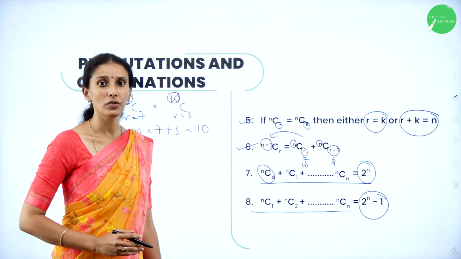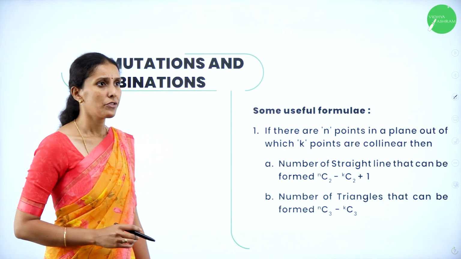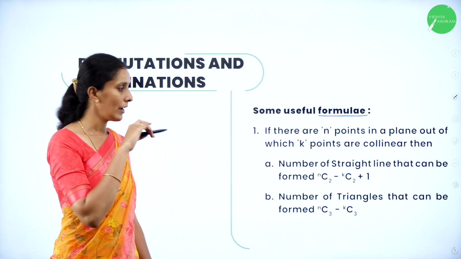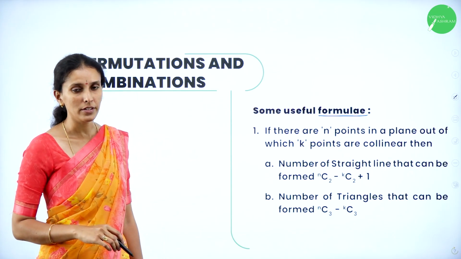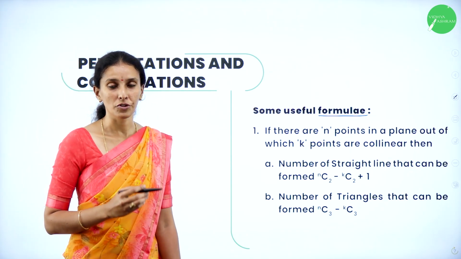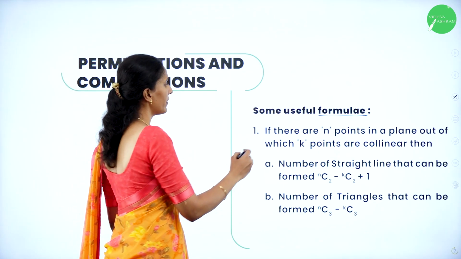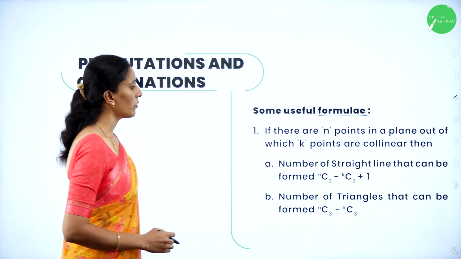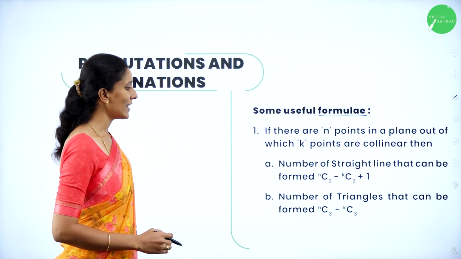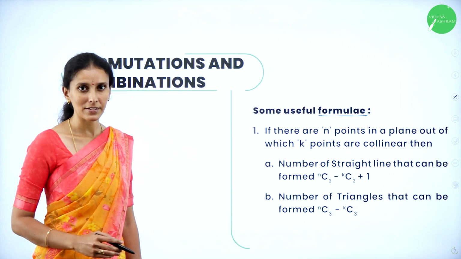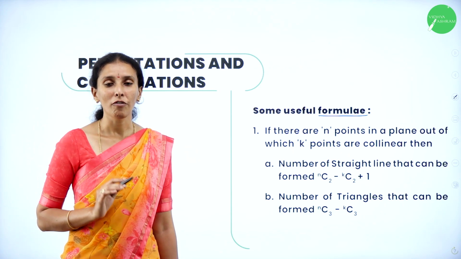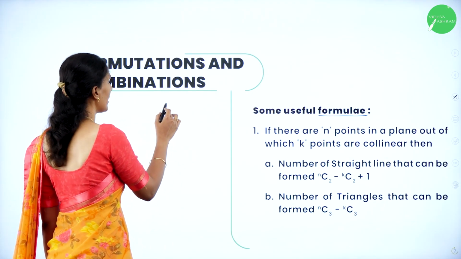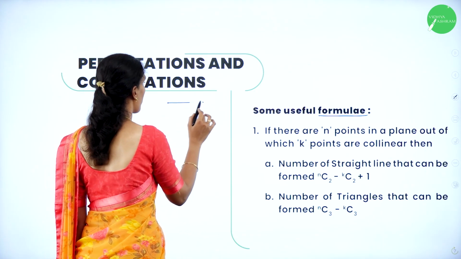They are very, very useful while solving problems. Next, we will learn some important formulas. Whenever you are going to calculate problems in combinations, these formulas are useful for geometrical figures. Okay. If there are n points in a plane out of which k points are collinear, the number of straight lines that can be formed is nC2 minus kC2 plus 1. So what is the minimum number of points required to draw a straight line? It is 2. Correct? To draw a straight line, you need 2 points.